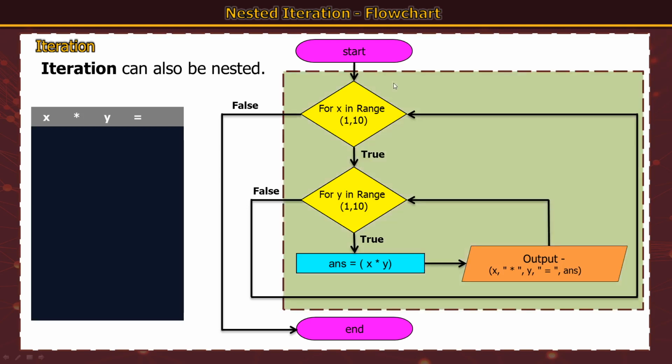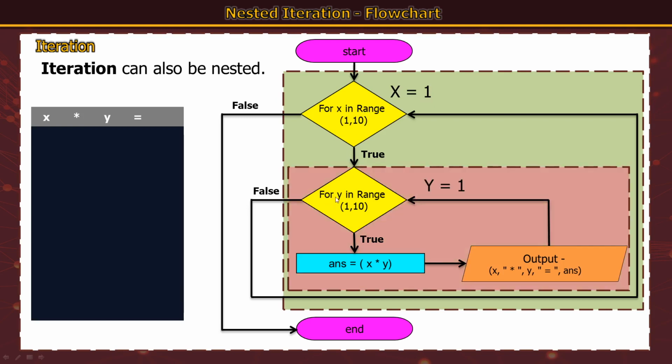So if we take a look at the first loop, you can see for x in the range of 1 to 10. So the first time this runs, x is made equal to 1. The program will then continue on to the nested loop, which is highlighted here in red, for y in the range of 1 to 10. So the first time this runs, y is set to 1. The program then comes down and does answer equals x multiplied by y. 1 times 1 is 1. Then it is outputted to the screen. 1 times 1 equals 1.